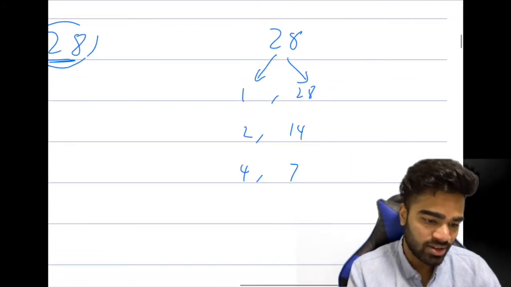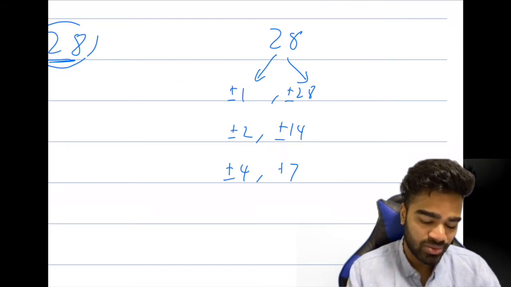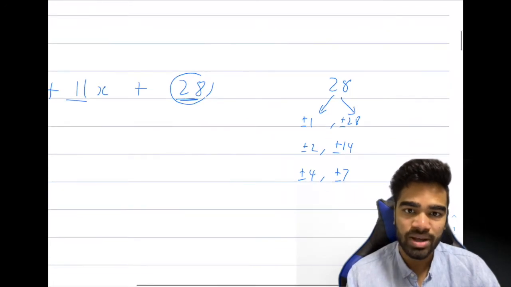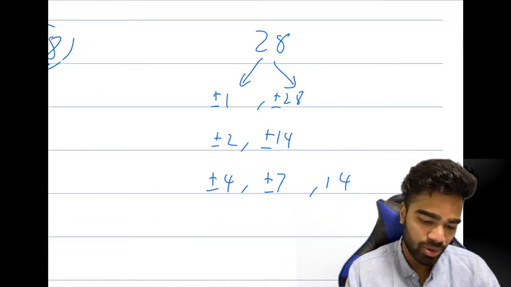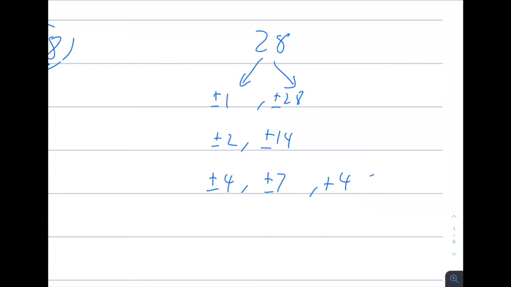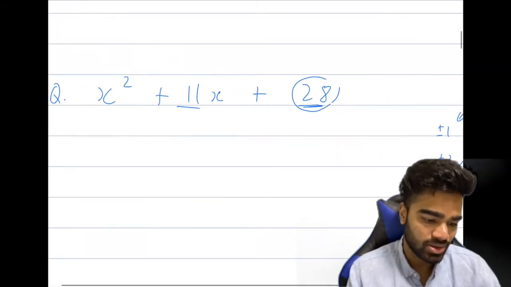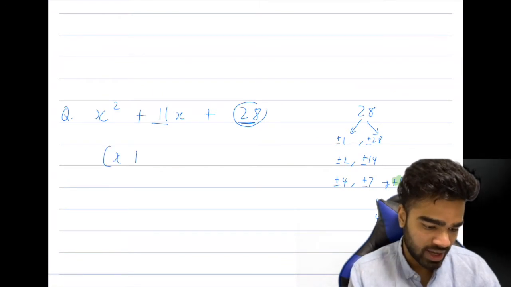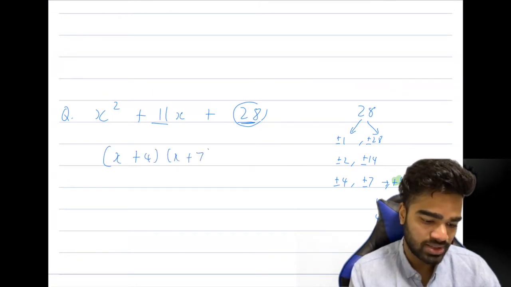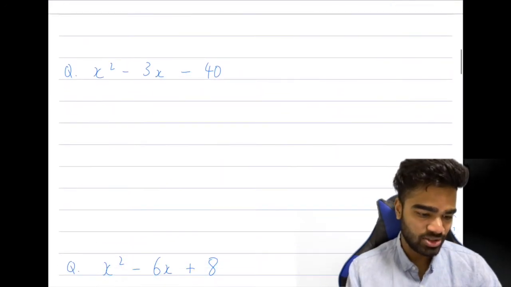Again, they need to add to 11 and multiply to 28. Remember, guys, all of these can be plus or minus. You get to choose. So can you tell me which of these factors add to 11 and multiply to 28? Well, it's going to be positive 4 and positive 7. Positive 4 plus 7 is equal to 11. 4 times 7 is equal to positive 28. So these are your two factors, plus 4 and plus 7. Again, to factorize, it's really easy from here: x plus 4 and x plus 7, like so. Let's keep going, guys. Let's do more questions.